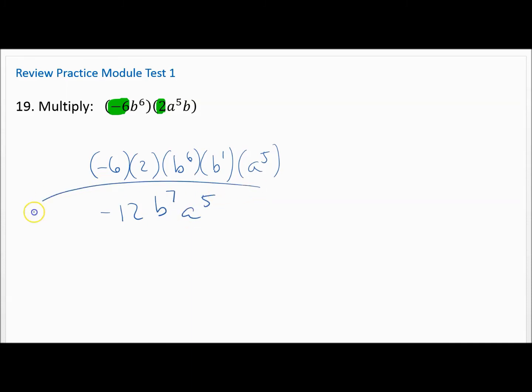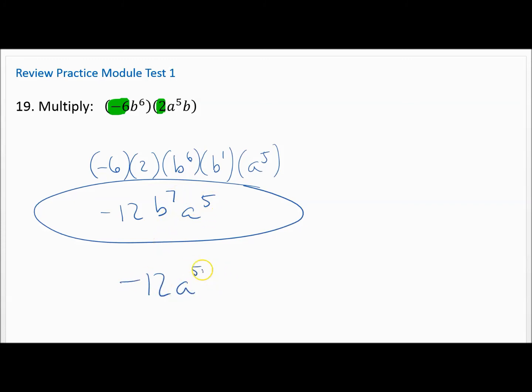Now, I'm perfectly happy with that answer right there, but if you were to type that in Newton Alta, probably put the A before the B only because they have a limited number of correct answers they type in there. So maybe they always put these things in alphabetical order. And there you go. So negative 12, A to the 5th, B to the 7th. Something else I want you to notice is there was no exponent outside the parentheses here. So I didn't have to simplify each one of these sets of parentheses first. I went ahead and started multiplying everything together.